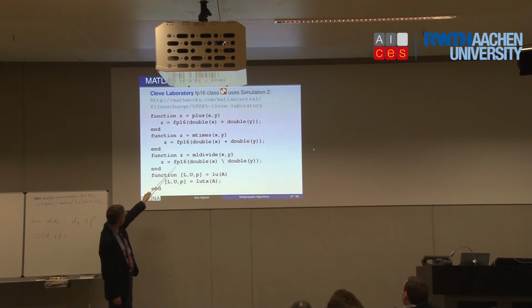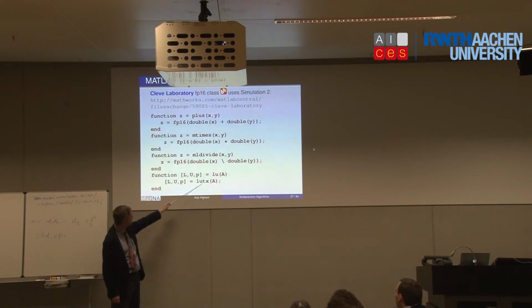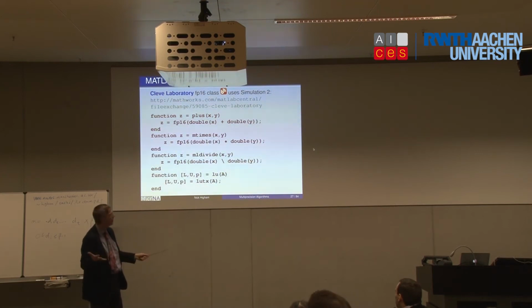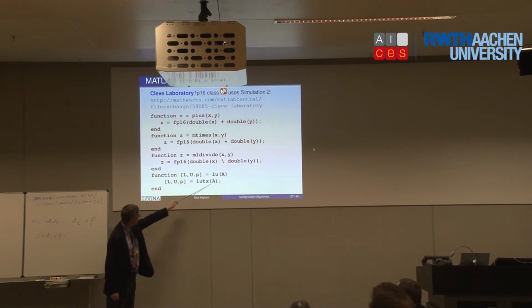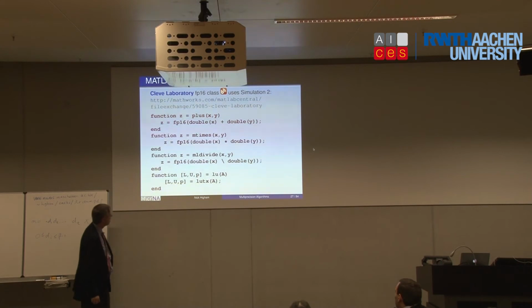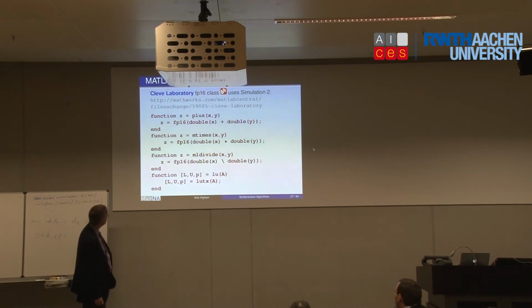Multiply, same for divide. One less trivial one is LU factorization. What Cleve does is he's got a textbook version of LU, which is just the three nested loops written out in the obvious MATLAB way. It's not meant to be efficient. He calls that code with the FP16 matrix A, computes the LU, and then rounds back.